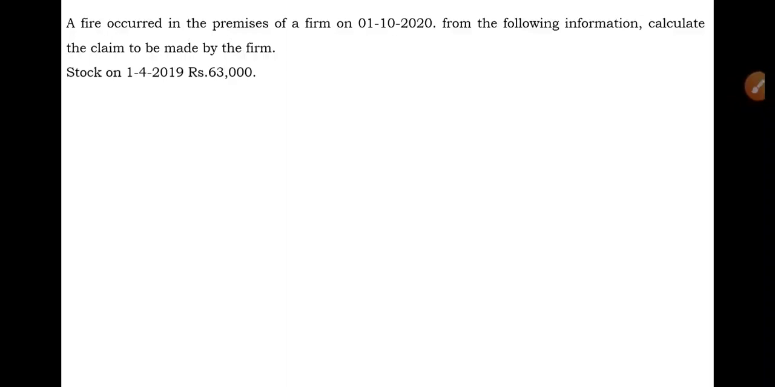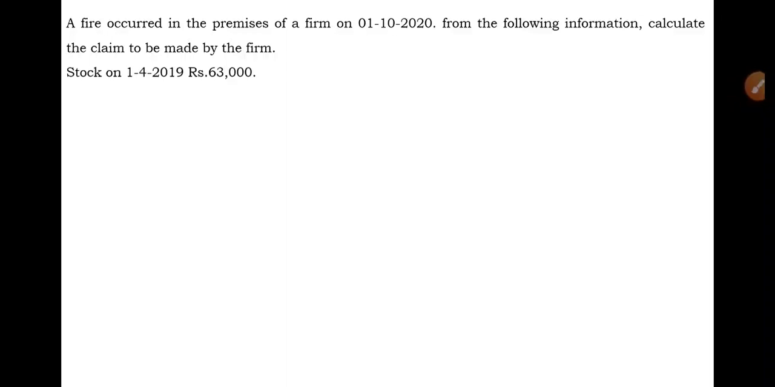See, the date of fire is 1/10/2020. Whenever the date of fire is given, you have to consider the date and think in which accounting year that date comes. In this question, 1/10/2020 is the date of fire and that date comes in the 2020-21 accounting year. So the previous year is 2019-20.